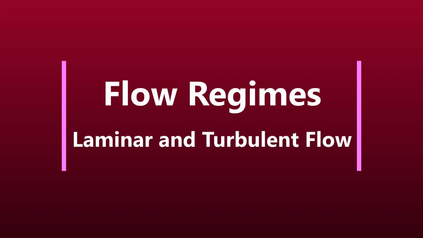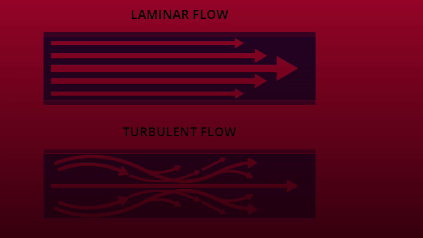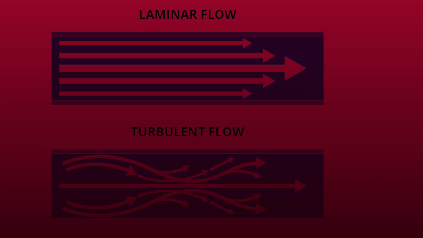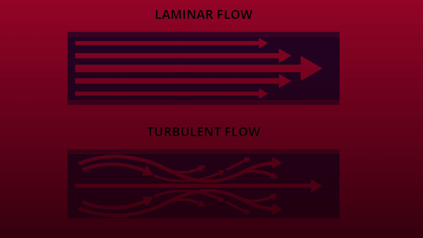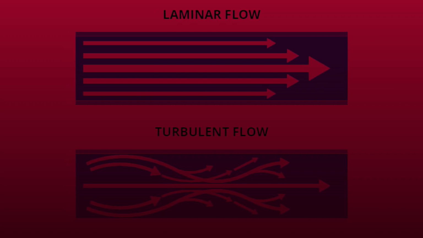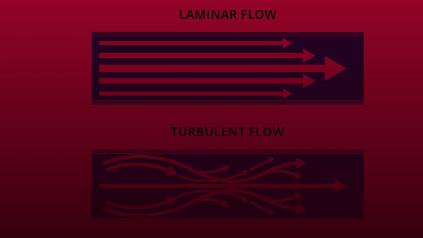To truly understand hydraulics, we must first understand flow regimes. Fluids don't always move the same way. In laminar flow, fluid particles move in smooth, orderly layers with minimal mixing. This typically occurs at low velocities or in highly viscous fluids. In turbulent flow, motion becomes chaotic, filled with fluctuations, usually at higher velocities.